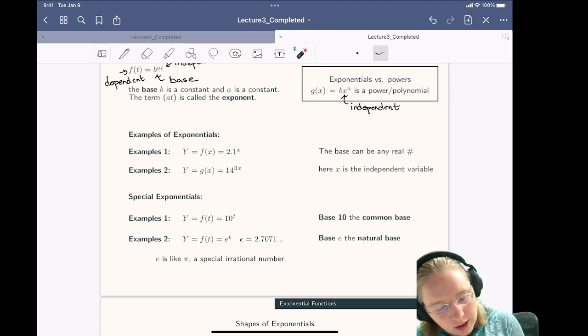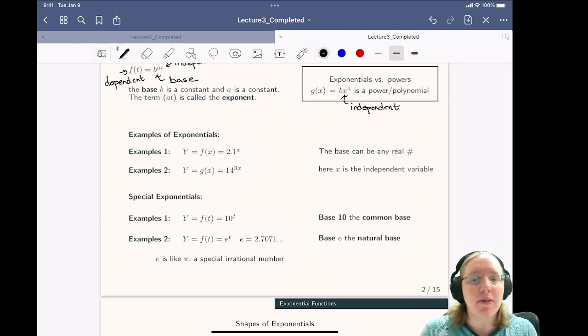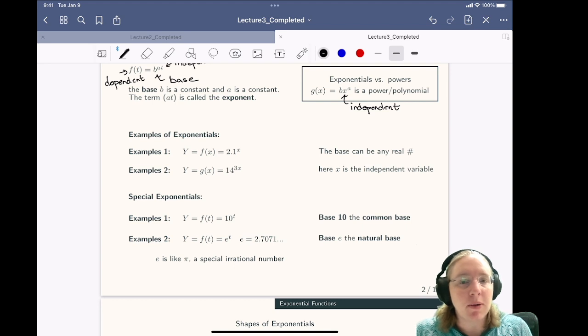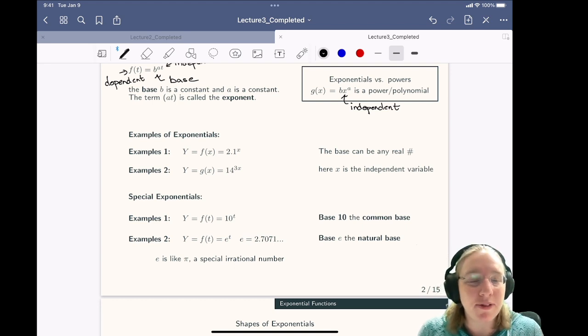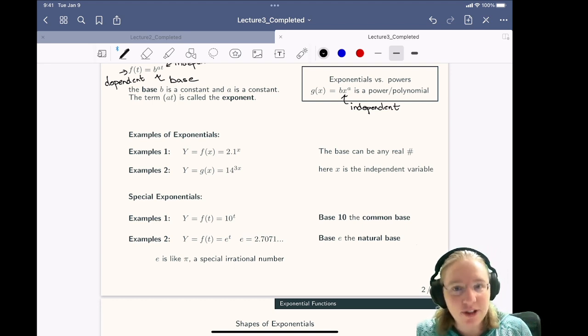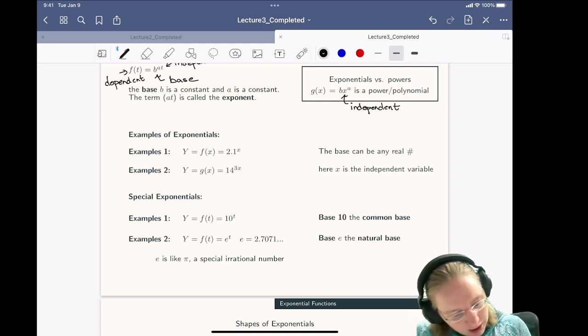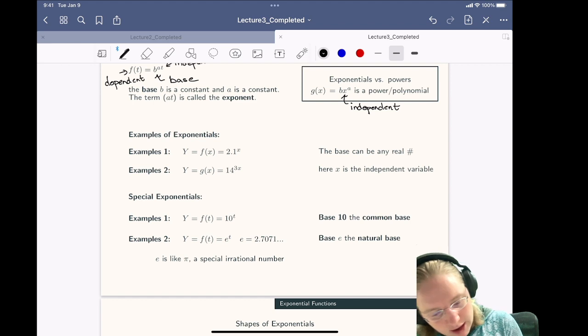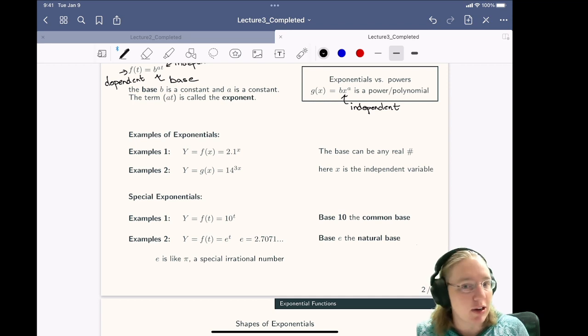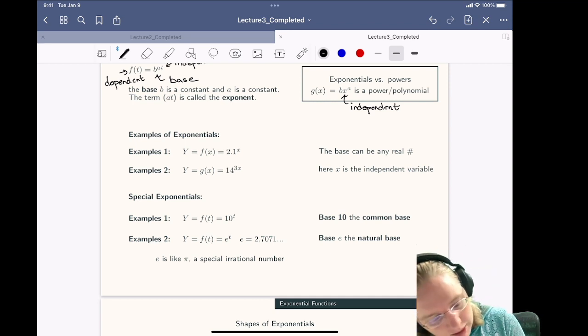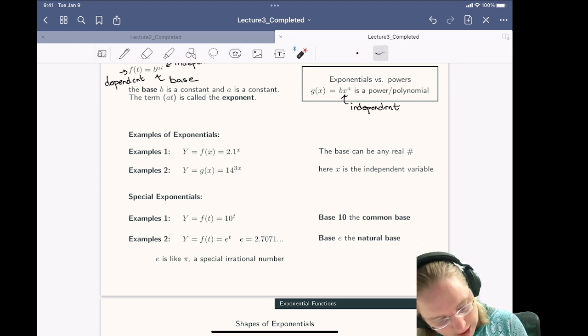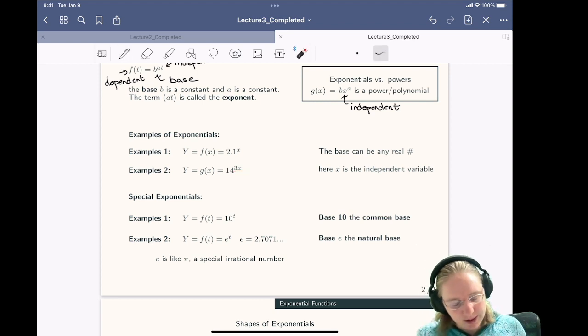Some examples of exponential functions include y equals f of x equals 2.1 to the x. Note that this base b can be any real number. It could be 2.1, it could be 3.141592, and so on. It could be lots of different quantities. And the independent variable can be t, or x, or any other letter. Here we have the independent variable x.